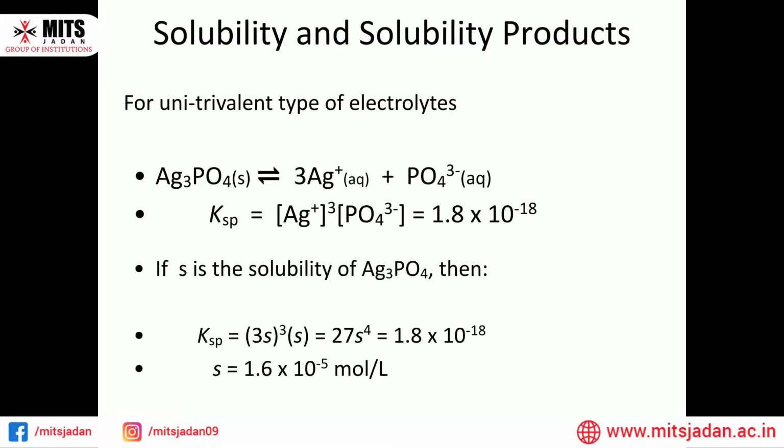If s is the solubility of silver phosphate, then the value of Ksp is 27 into s to the power 4, that is equal to 1.8 into 10 to the power minus 18. By calculating, we get the value of solubility, that is 1.6 into 10 to the power minus 5 mole per liter.